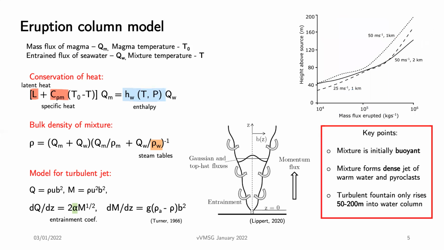Finally, if we implement this model for a number of different source conditions, we show that this maximum height is sensitive to the initial speed of the flow and the depth of the water. However, for all of these scenarios, the fountain still only rises at the maximum a few hundred meters into the water column. So this analysis has shown that from eruption of hot fragmented magma into the water column, a dense fountain of pyroclast and warm water may form and rise only a few hundred meters into the water column.